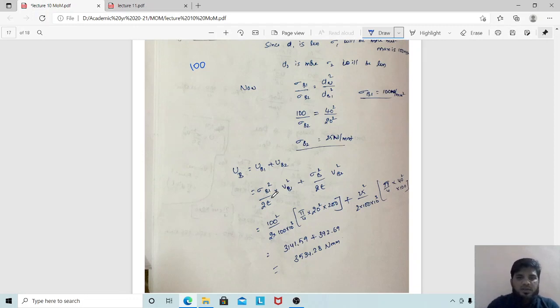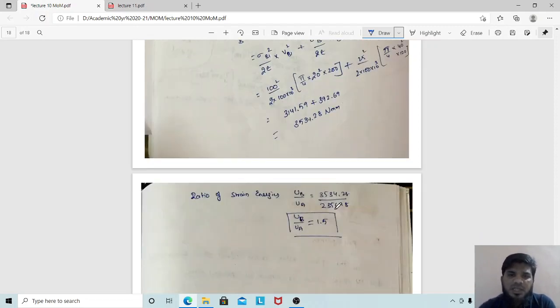I hope you are clear with this. You have to take down all the values the same. Only thing is volume B1 will be changed, volume B2 will be changed, and you have got the value of 3534.28 mm. Someone may have a doubt, sir, they have not given the E value, so I will not write the E value, you might have taken it by mistake. Okay, no problem, you keep the E value as it is here. So this E value will come like this, and you will get the value.